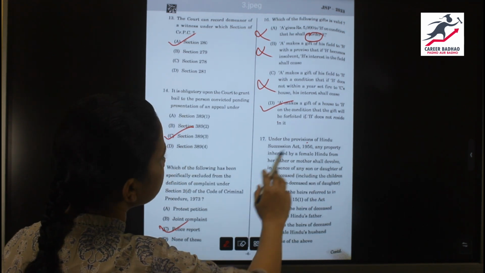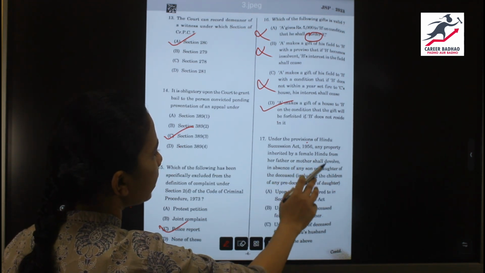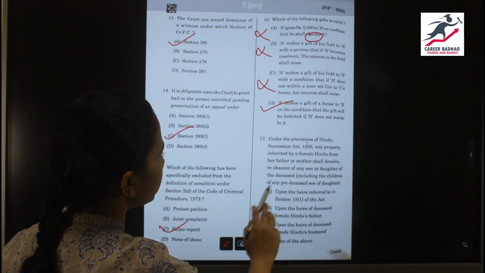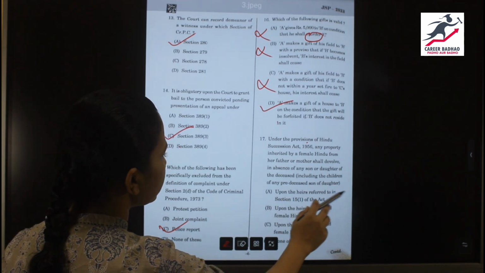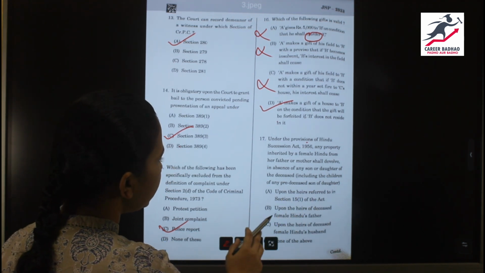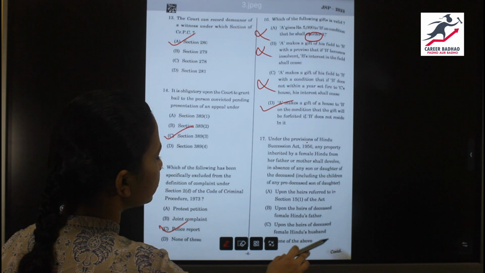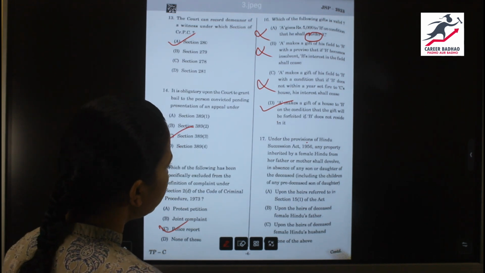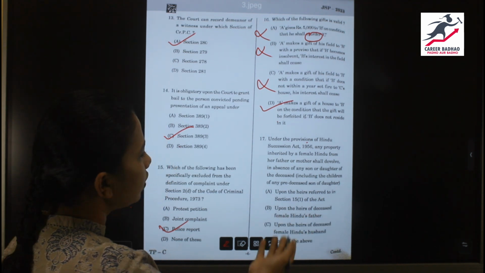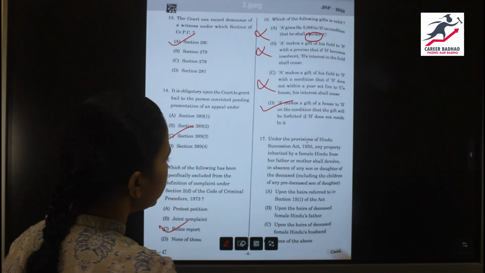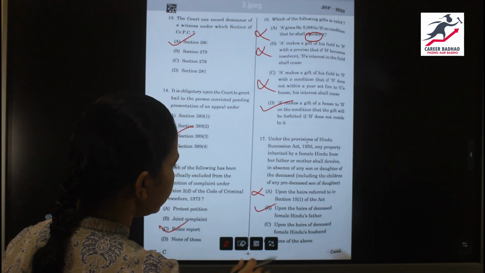Under the provisions of the Hindu Succession Act 1956, any property inherited by a female Hindu from a father or mother shall devolve, in absence of any son or daughter of the deceased, including the children of any predeceased son or daughter: A. upon the heirs referred to in section 15(1) of the Act; B. upon the heirs of deceased female Hindu's father; C. upon the heirs of deceased female Hindu's husband; or D. none of the above. So here this is also a section based question. Section 15 deals with the general rule of succession in case of a female Hindu. Here option A is eliminated, option B is the correct answer, and C and D are also eliminated.